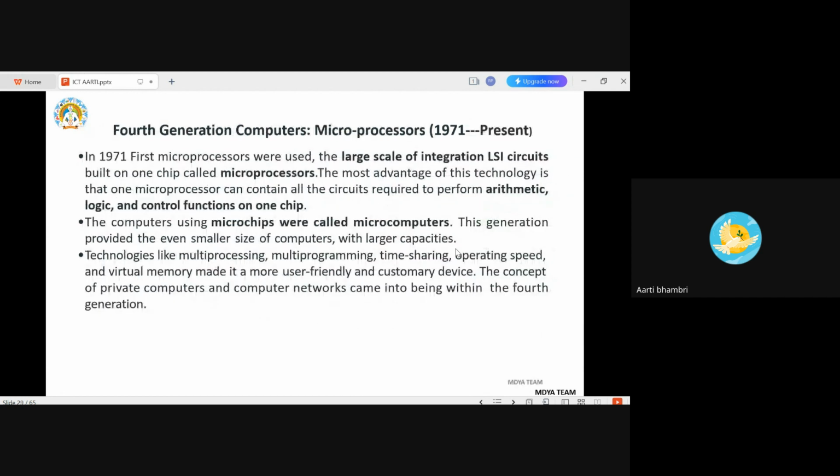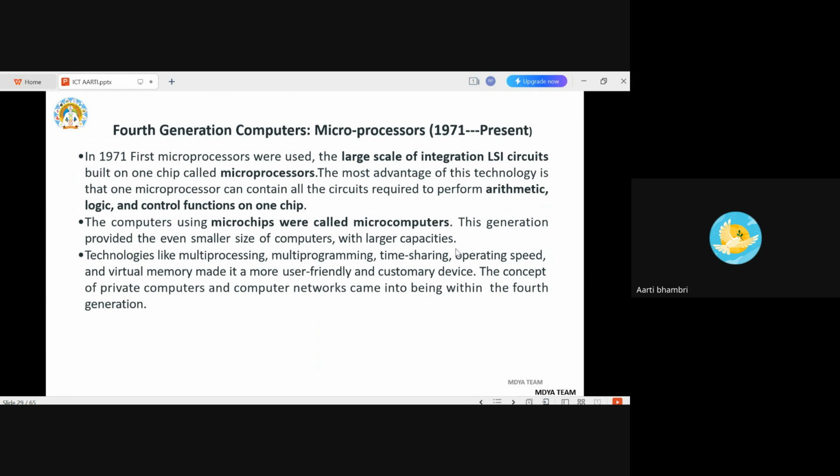Now, fourth generation computer: microprocessor, as we discussed earlier, microcomputer. Now, 1971 to present time. Yes, in 1971, the first microprocessor was used. Large scale integration circuits built on one chip.